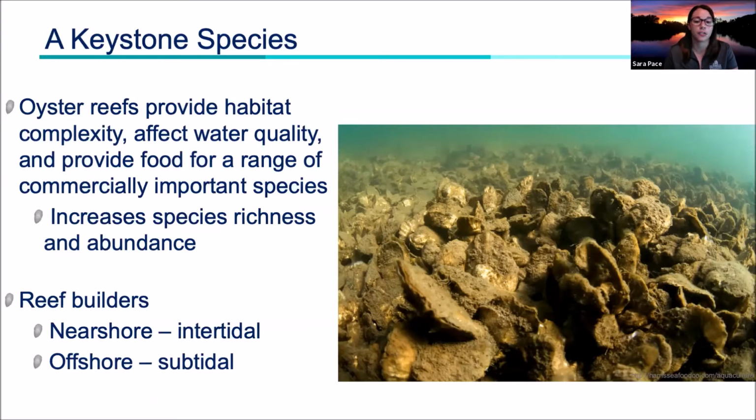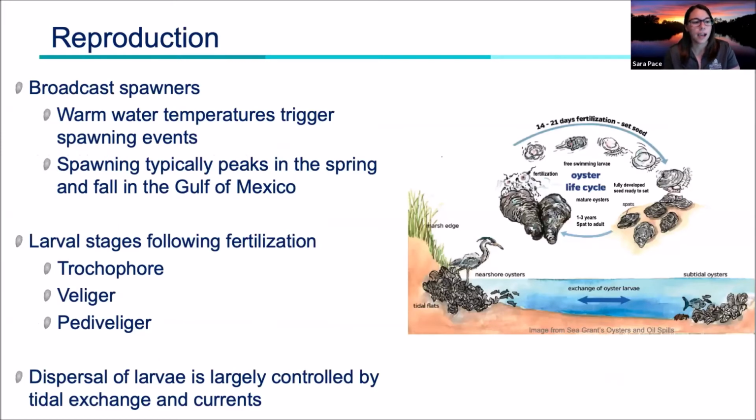They can be near shore. These tend to be intertidal, which means they're submerged at high tide, but they're exposed at low tide. And there are also offshore reefs, which are subtidal, so they're submerged all the time. As for reproduction, oysters are broadcast spawners, which means that the males and females release eggs and sperm into the water column simultaneously.